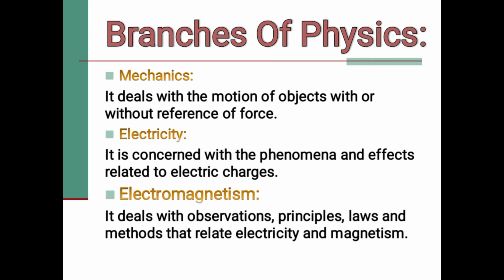So if you want to generate artificial magnetism in any object, what will you do? You will use electricity. So what are the principles, laws and methods by which you will generate magnetism in any object? If you want to study all this, you will study electromagnetism.